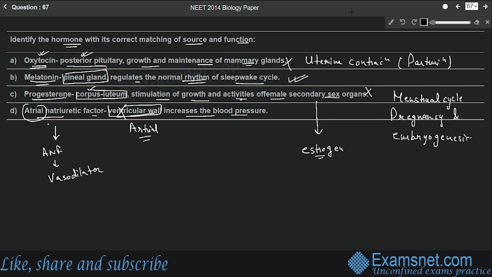Vasodilator. Therefore, it decreases the blood pressure. Decreases the blood pressure, not increases the blood pressure. So both the source and functions are incorrectly matched. So this is also wrong. So the only correct match is the second one. Okay, so option B will be the correct answer.